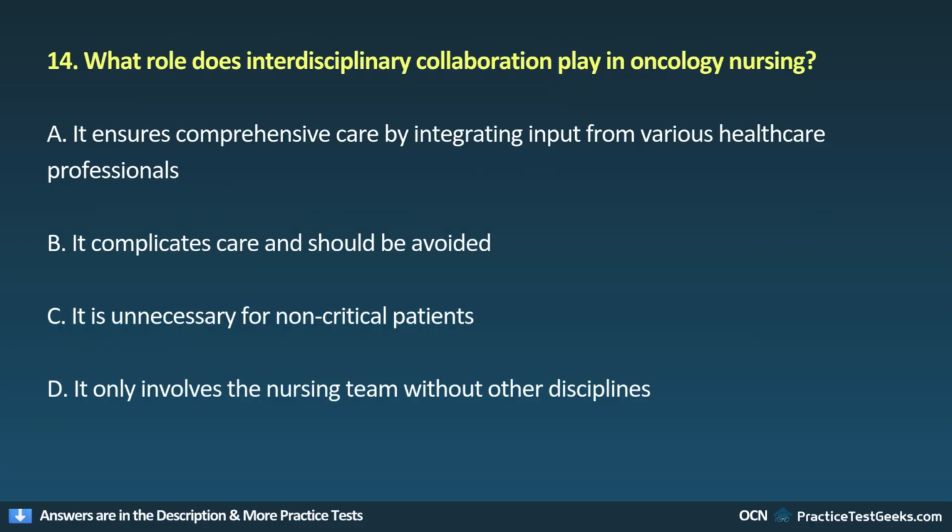14. What role does interdisciplinary collaboration play in oncology nursing? A. It ensures comprehensive care by integrating input from various healthcare professionals. B. It complicates care and should be avoided. C. It is unnecessary for non-critical patients. D. It only involves the nursing team without other disciplines.